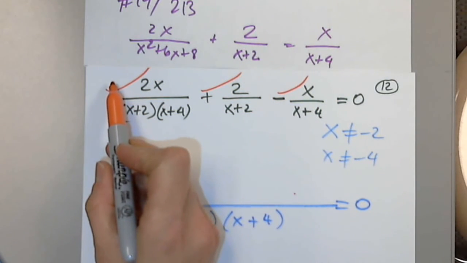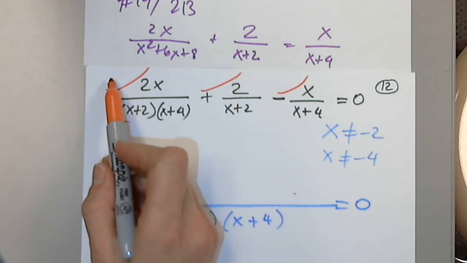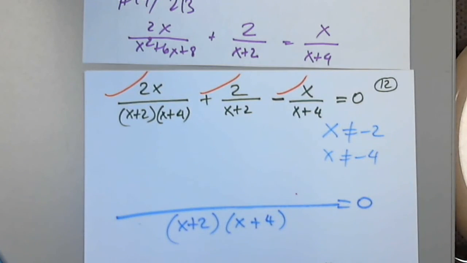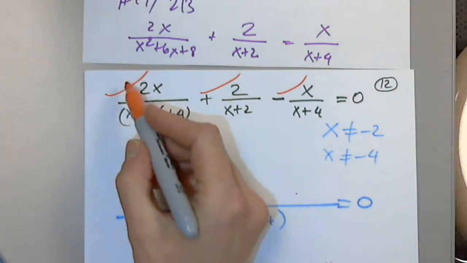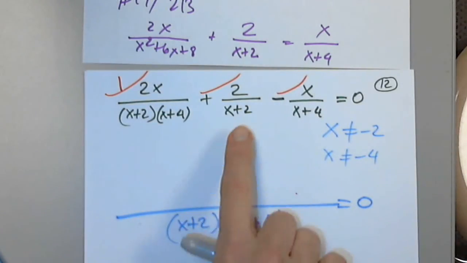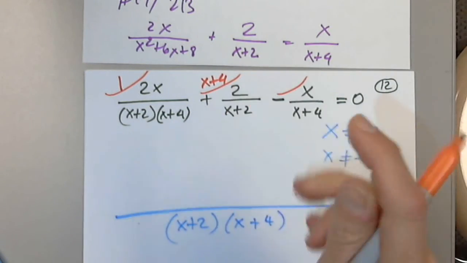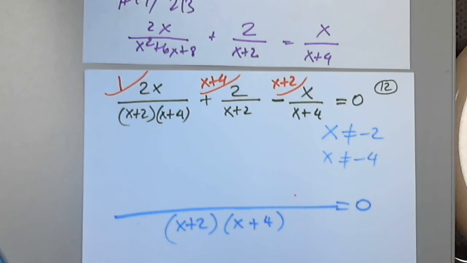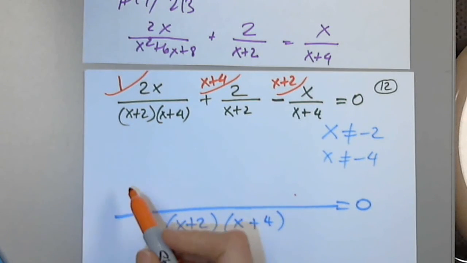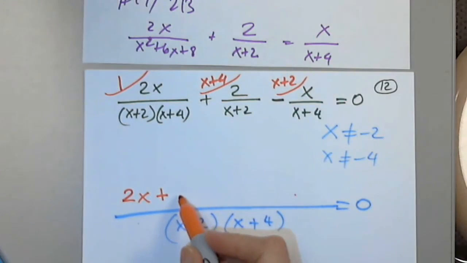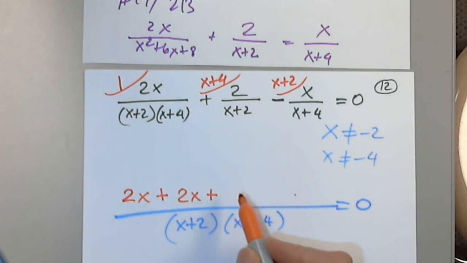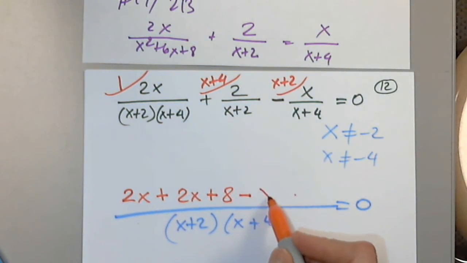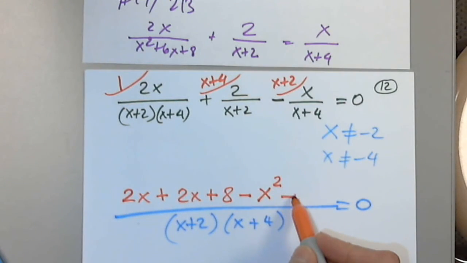Can anyone tell us the adjustment for the top of the first one? X plus 2. No, 1. Exactly. The adjustment for the top of the second one. X plus 4. Agreed. And the adjustment for the last one. X plus 2. Good. Can anyone dictate the numerator? 2x plus 8, minus x squared plus 2x, minus 2x. Perfect. What is the next step?